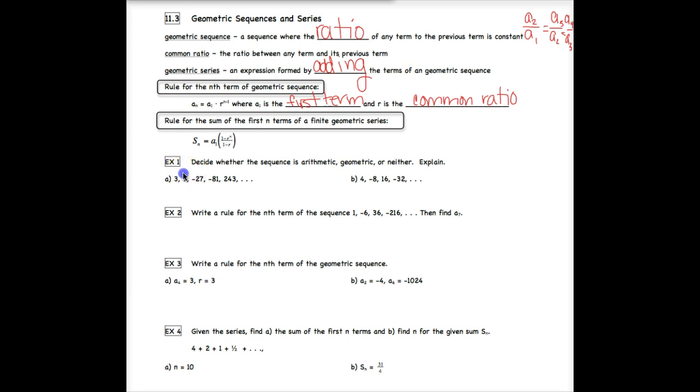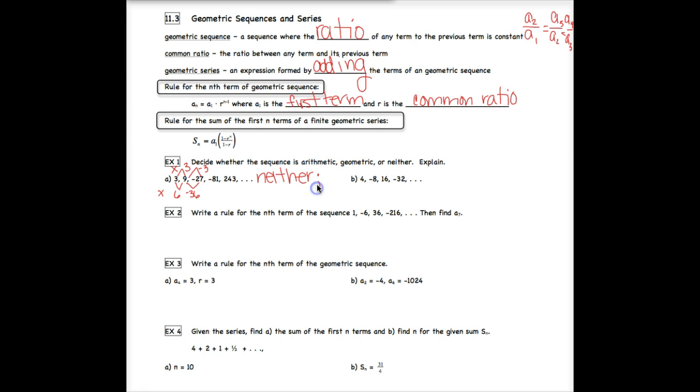So the common ratio, 9 divided by 3 would be 3. Negative 27 divided by 9 would be negative 3. So I can see after just two of them that it's not geometric. So now I'm going to look and see if there's a common difference. 9 minus 3 is 6. Negative 27 minus 9 is negative 36. So again, we only had to do two. We got a ratio that was not common. We got a difference that was not common, which means that this one is neither.